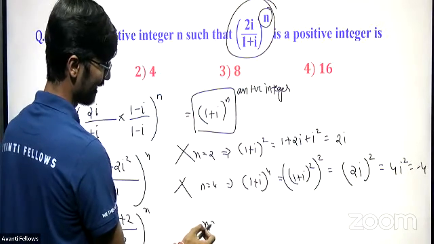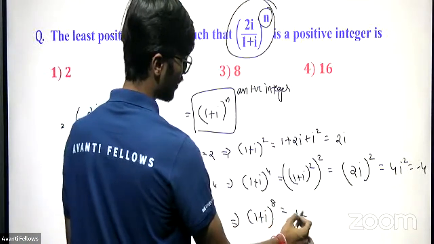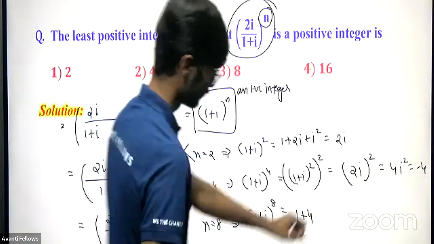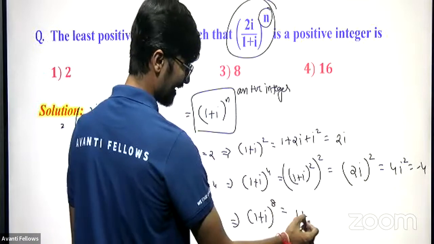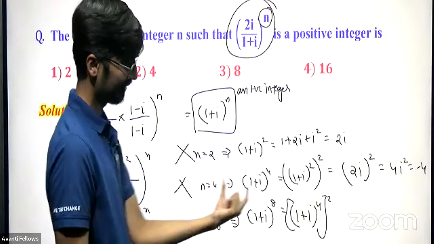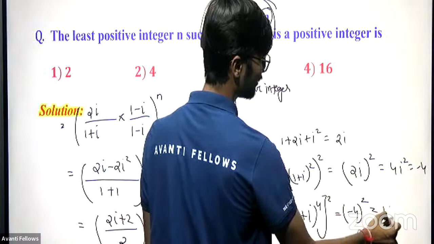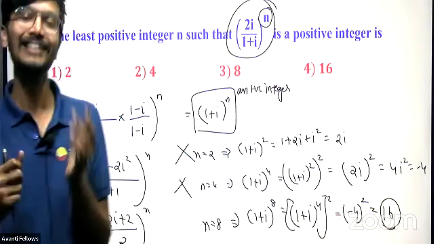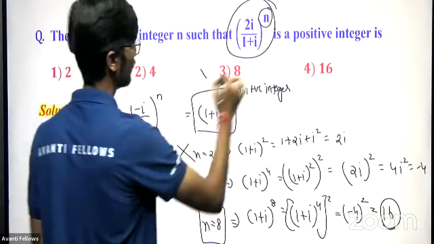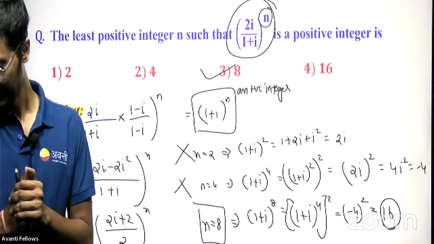So let's try n equals 8. So (1 plus i) raised to the power 8 is (1 plus i) to the power 4, raised to the power 2. What is (1 plus i) raised to the power 4? -4, the whole square, which is equal to 16. We got our answer. 16 is a positive integer. That means n equals 8. Option number 3. I hope it is clear. Let's move on to the next question.